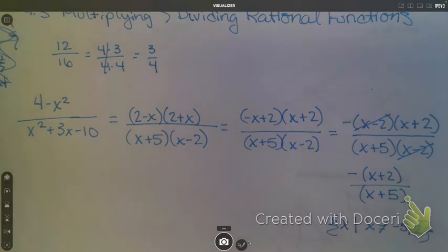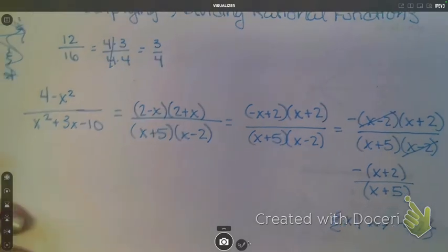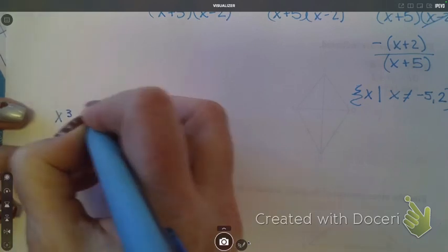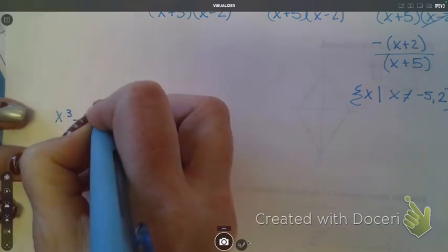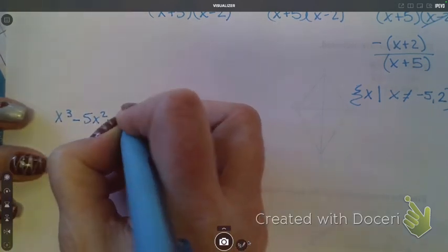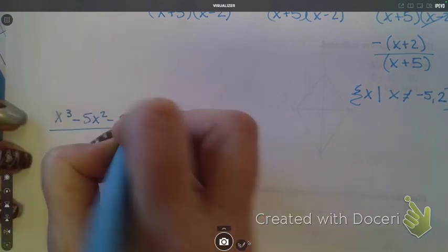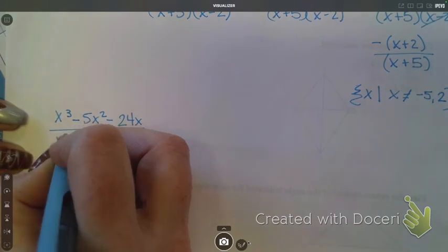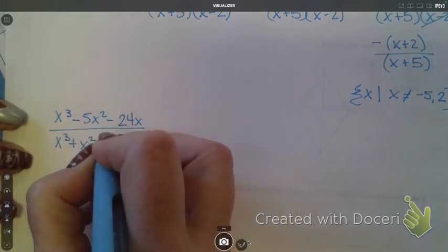So, you want to do another division? Sure. Okay. So x cubed minus 5x squared minus 24x over x cubed plus x squared minus 72x.